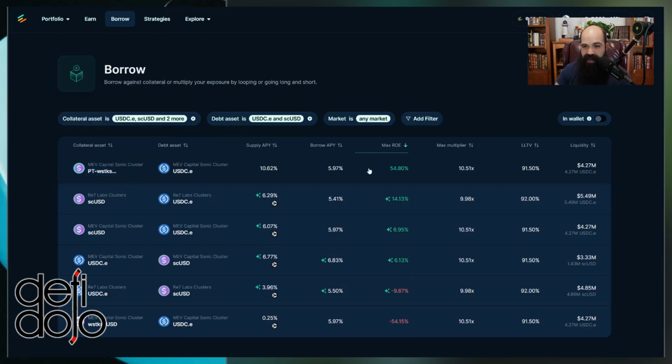This expires in May. 54% ROE right now. No incentives on this, so that's kind of cool that it's not based on incentives. It's all organic yield, and there's $4 million of liquidity. So pretty deep liquidity. I like it.